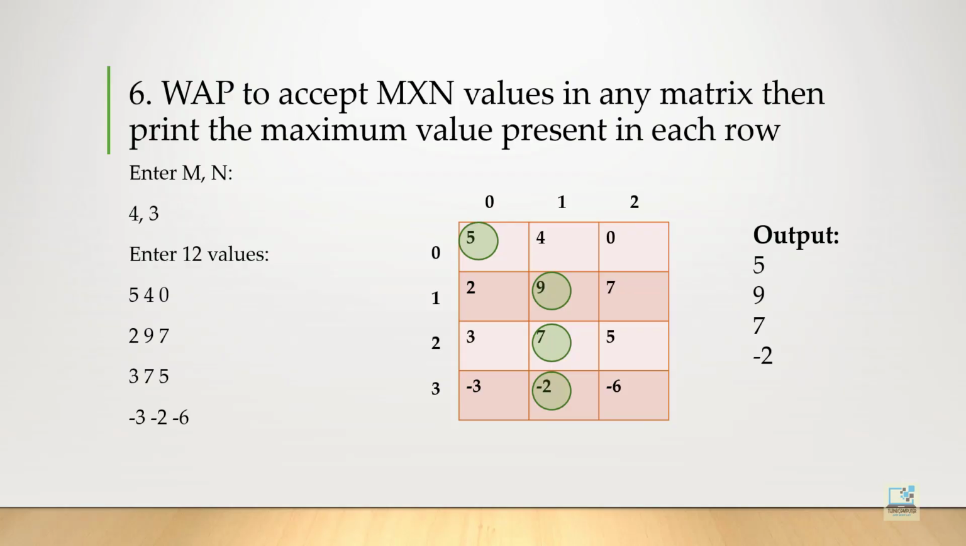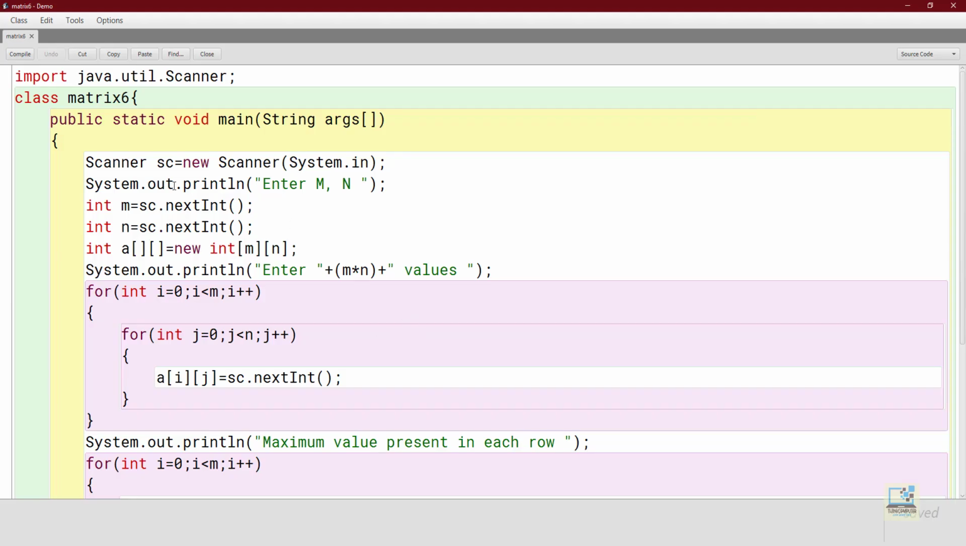Question number 6. Write a program to accept m into n values in any matrix, then print the maximum value present in each row. So this is the matrix. In each row you have to find the maximum value. For example, in the first row the maximum value is 5, second row the maximum value is 9, third the maximum value is 7, fourth the maximum value is -2, and only the maximum value is to be printed. Let's see the program. So here is the program.